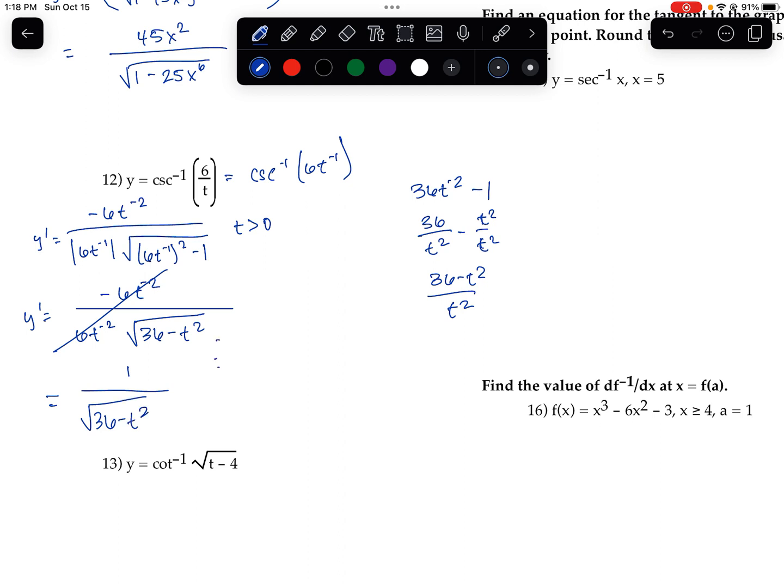Algebra. There you go. Okay, and yeah, the algebra was kind of just explained over here.